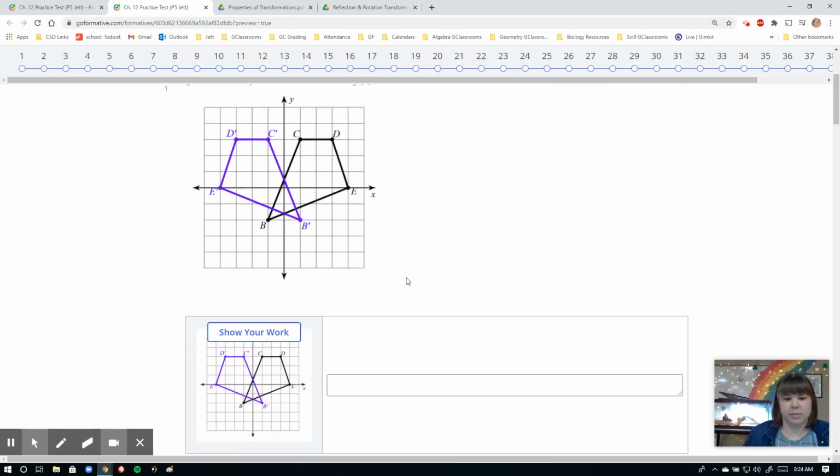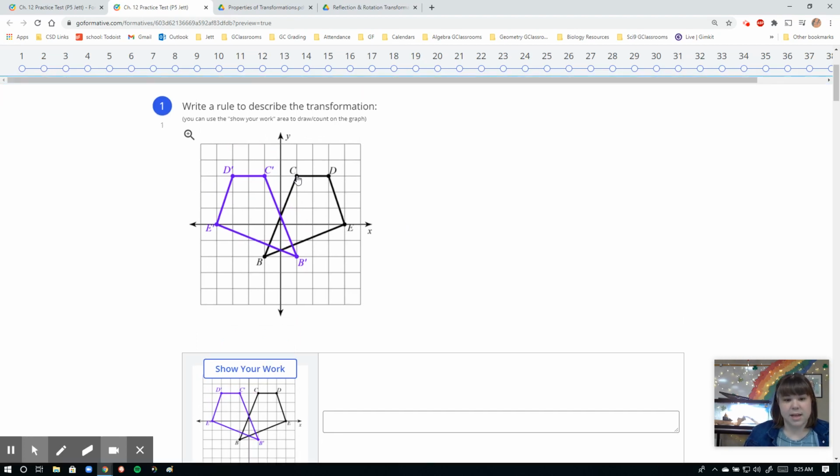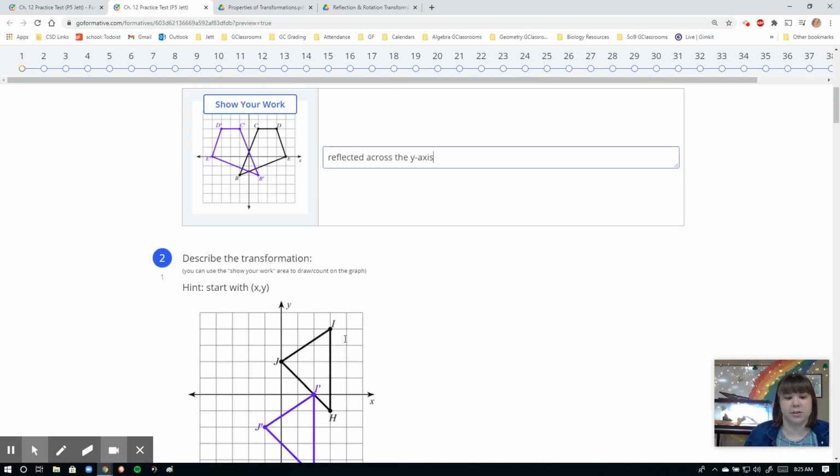So here, when I look at this image, I notice that, for example, point C is the same distance from the y-axis as C prime. Also, you can notice that there's a symmetry to both of these, the pre-image and the image. So this one is being reflected across the y-axis. On our answer, we can click it's being reflected across the y-axis. And that's all you have to put to describe this transformation.